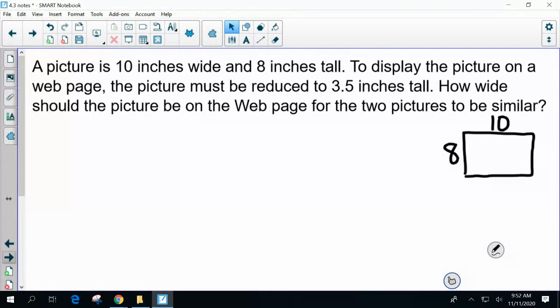To display the picture on a web page, the picture must be reduced to 3.5 inches tall. So this will be 3.5, and then how wide should the picture be on the web page? So I don't know the width. So what do I do when I know 3 numbers and I'm trying to find the 4th? What do I set up?